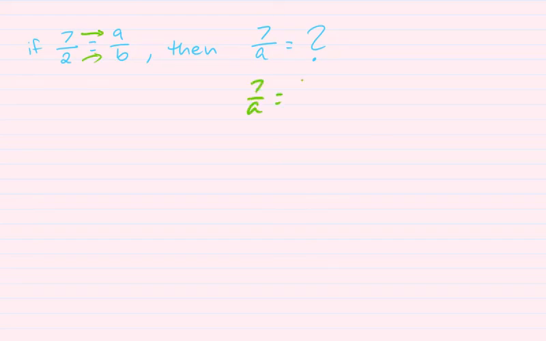Continuing on to 6.2, this is when we started setting up certain ratios. So for example, I have 7 over 2 equals a over b. So if this is true, then 7 over a would equal, and you might have a question mark on this side, so we need to figure out what it's equal to. So 7 over a should equal 2 over b, and that would be true.